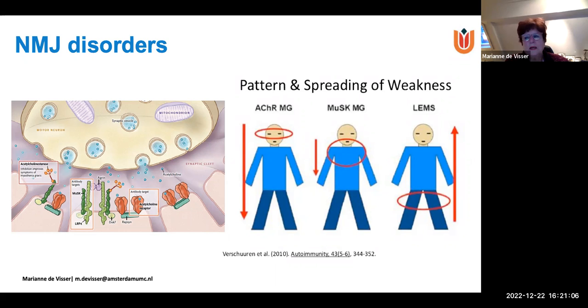And Lambert-Eaton myasthenic syndrome usually starts in the proximal muscles of the legs and may then ascend. So in advanced cases, lots of patients complain about dysphagia.